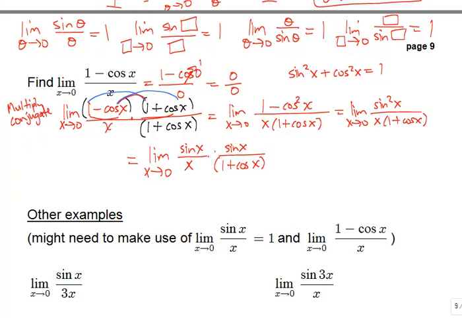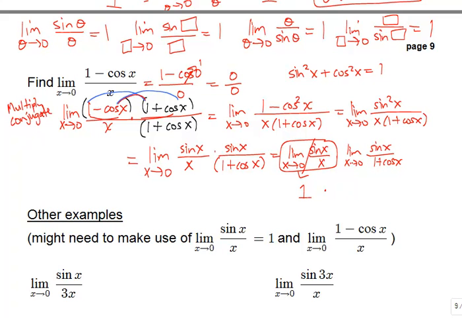And then what I can do to find the limit of this product is find the product of the limits. So I'm going to find the limit of the sine x over x, and I'm going to multiply that by the limit of the sine x over 1 plus cosine x. This guy is the theorem that we just proved. This goes to 1. This guy is basic substitution.